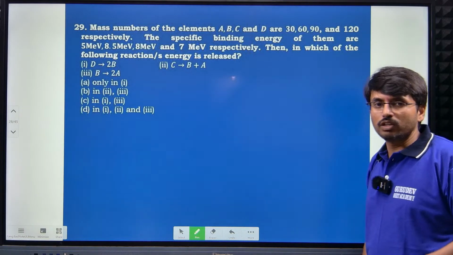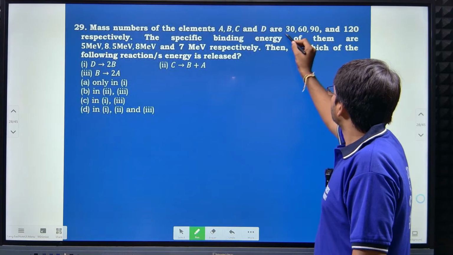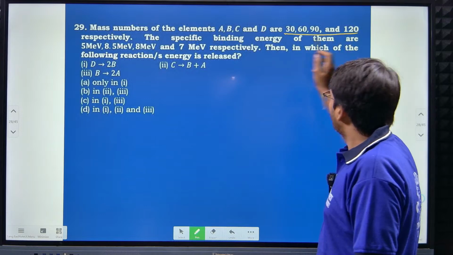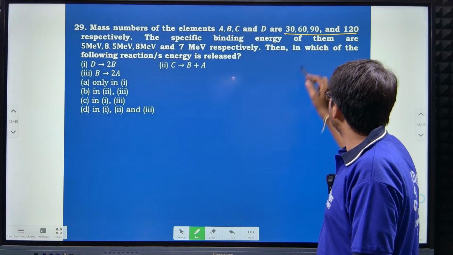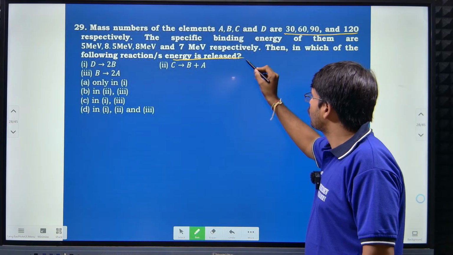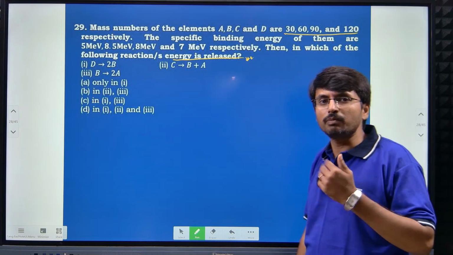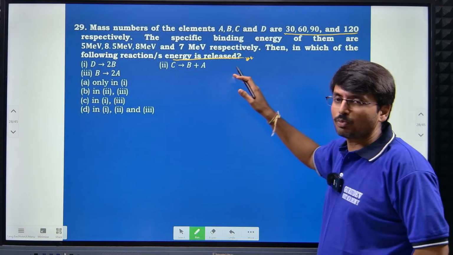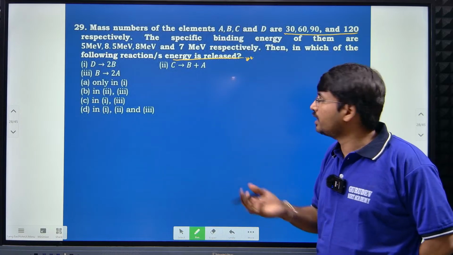Okay, so now we look at the next question. The mass numbers of the elements A, B, C, D are 30, 60, 90 and 120. The specific binding energies of them are given as 5, 8.5, 8 and 7 MeV respectively. Then in which of the following reactions is energy released? First we have to remember this: if the total binding energy of the product is greater than that of the reactant, then we observe a release of energy.